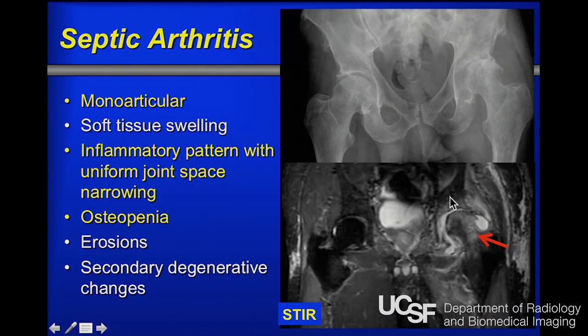Septic arthritis is typically monoarticular, and again, it shows much more involved changes than those you see with inflammatory arthropathy. There's a ton of edema. There's really severe erosive disease. There are large joint effusions, and the pattern may be quite uniform. There's juxtaarticular osteopenia, and eventually there's severe secondary degenerative disease.